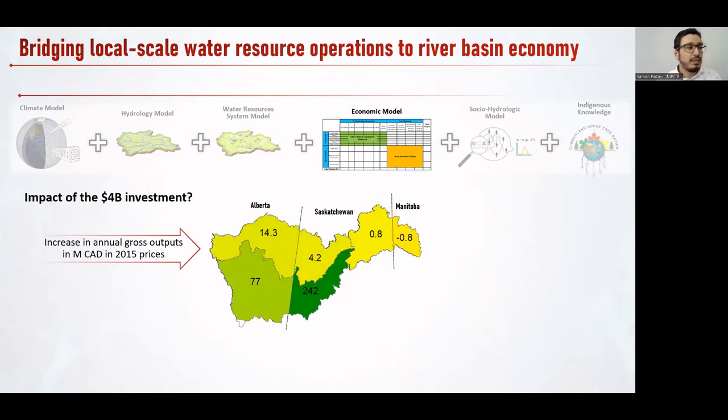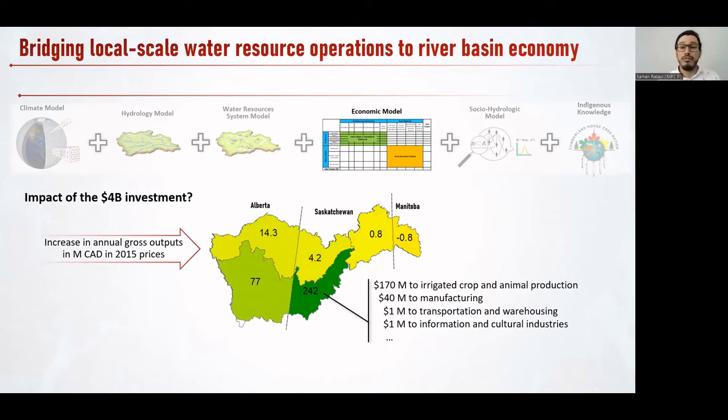For example, based on the prices of year 2015, we can see that that $4 billion investment would contribute somewhere around $170 million to irrigated crop and animal production in south Saskatchewan, which makes a lot of sense, but it can also contribute to other sectors.